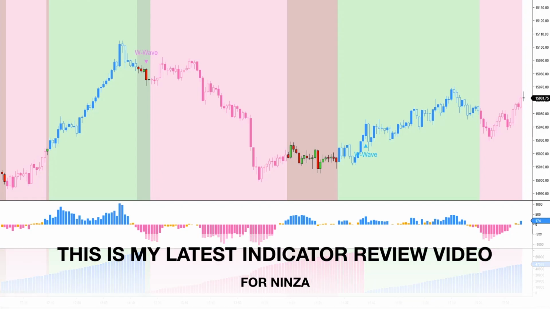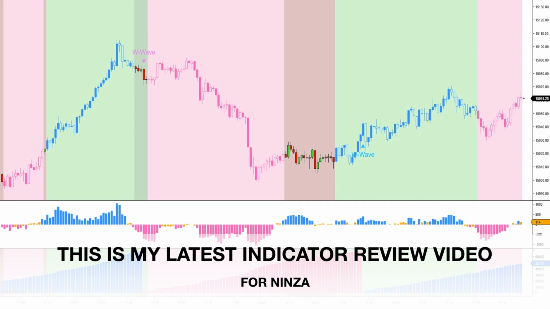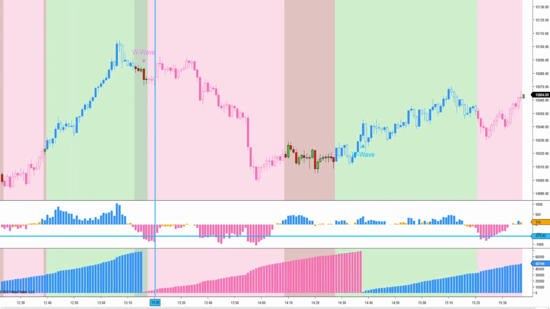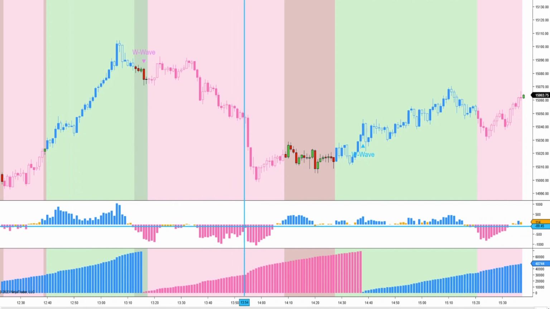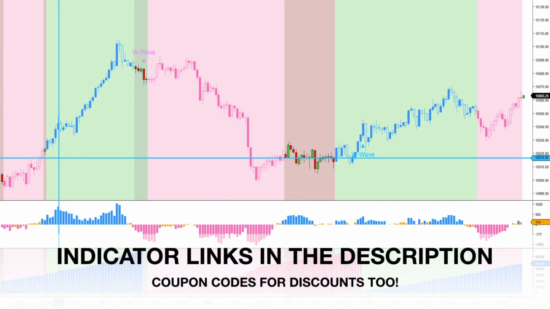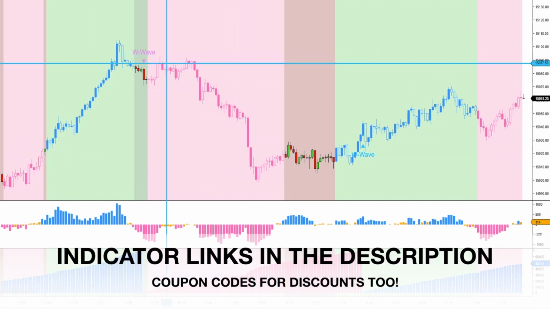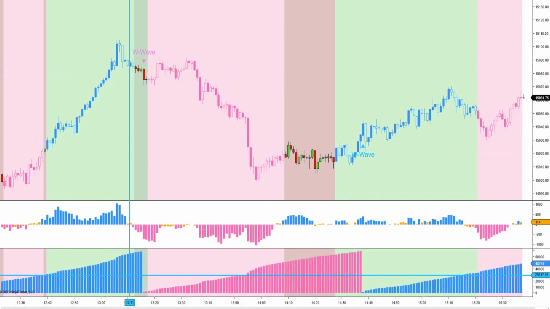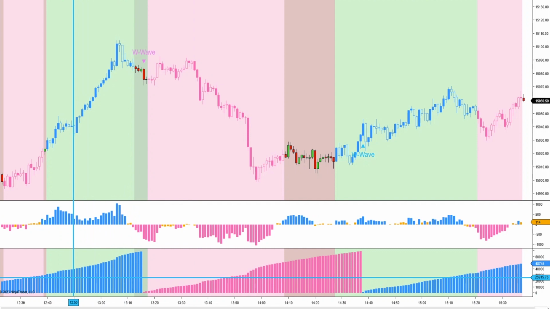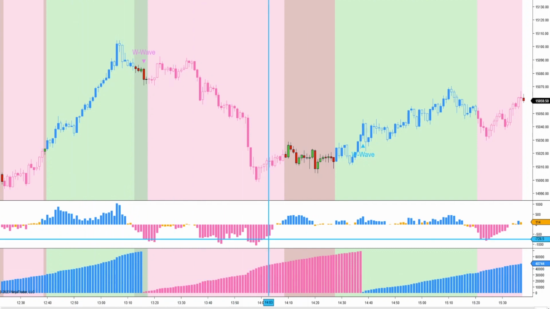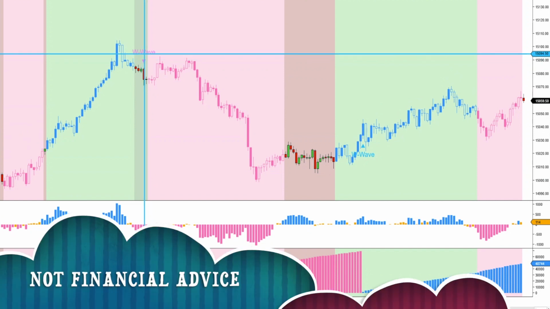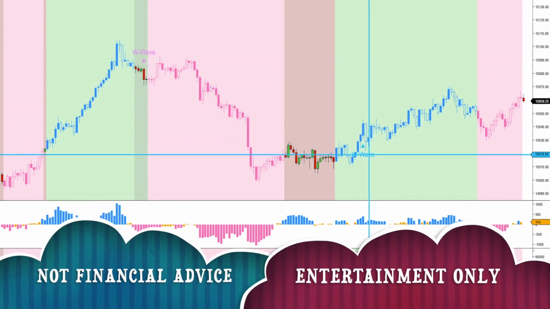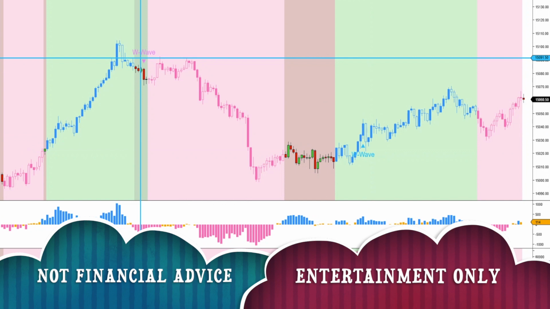I've been playing around with the new version of the cumulative delta indicator, and I found a great little combination that I wanted to share. This histogram right here, this is the cumulative delta histogram, and this indicator is also painting these background colors and the candle colors. This histogram down here is the W Wave Pro, and that indicator is also printing these buy and sell signals.